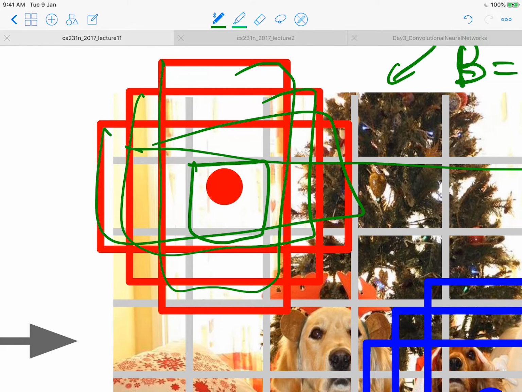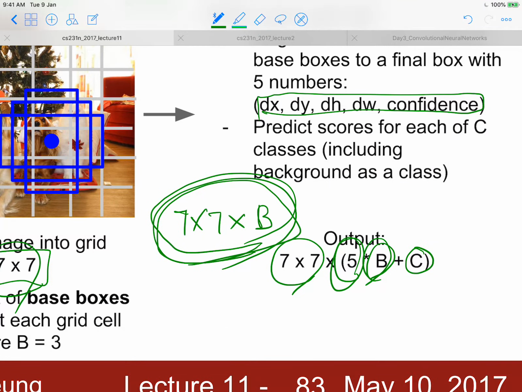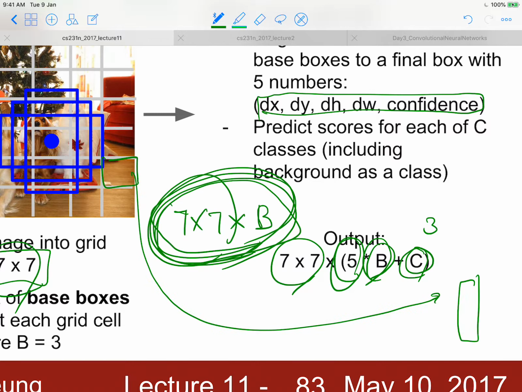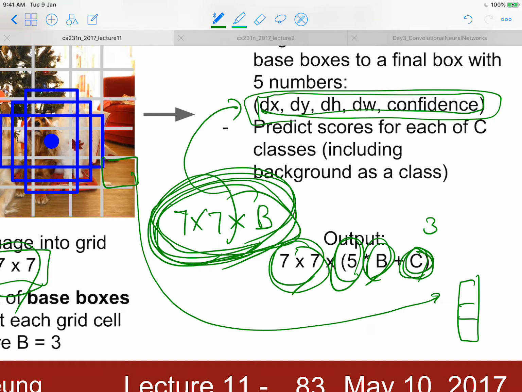Okay, so in that sense, at the softmax layer, we classify among the C classes for each grid cell, and thus our output is C times 7 by 7, right? And then for each of them, we actually perform the regression to obtain these 5 different numbers.